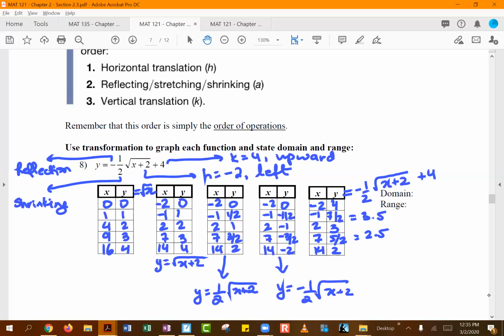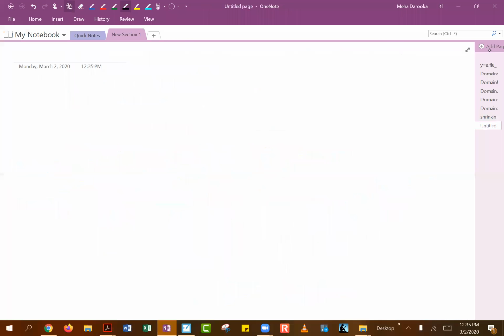Now graphing this will be very, very interesting. Okay, so we are actually going to try and graph each transformation to show how the graph goes from that basic square root of x function with the horizontal translation, the shrinking, the reflection, and then the upward movement, how it's going to change. So be very careful. Each individual table has to be graphed. I know. So let's open up a new page here.